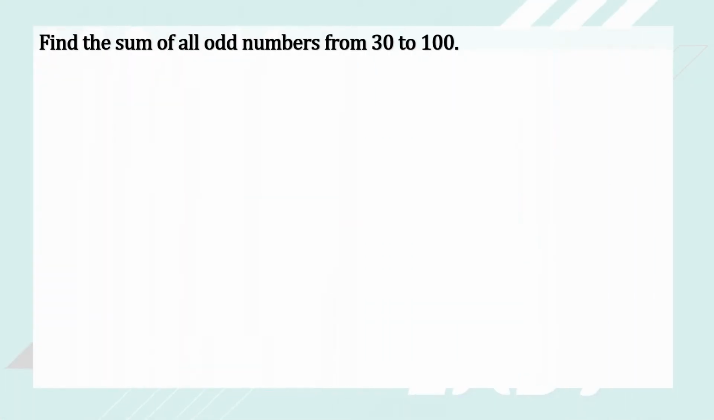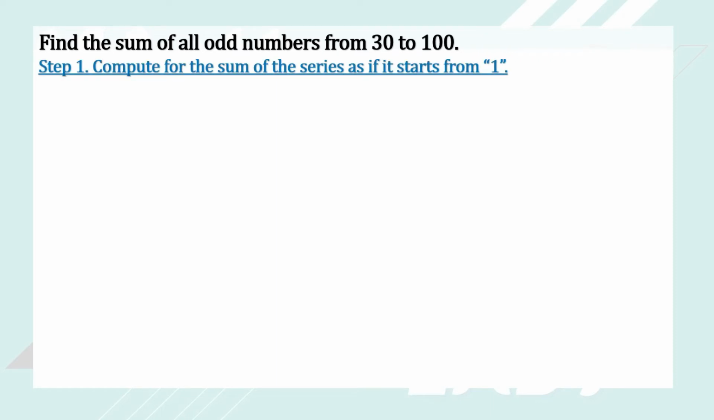Another example, find the sum of all odd numbers from 30 to 100. So, step 1, katulad din ng ating example number 3, compute as if it starts from 1. So, ang last odd number natin dito ay 99.